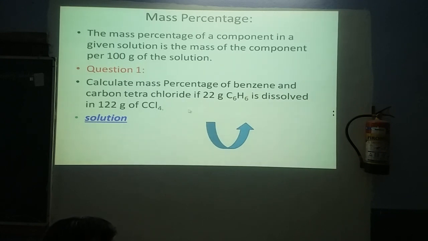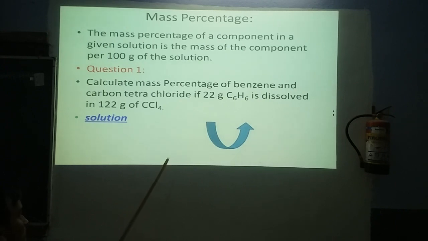Now we will take a question. Calculate mass percentage of benzene and carbon tetrachloride if 22 gram of benzene is dissolved in 122 gram of carbon tetrachloride. This question is taken from our NCERT textbook. So here mass of benzene is given and mass of carbon tetrachloride is given. The mass of both components are given.